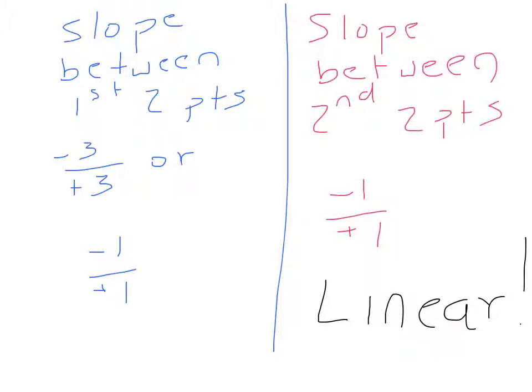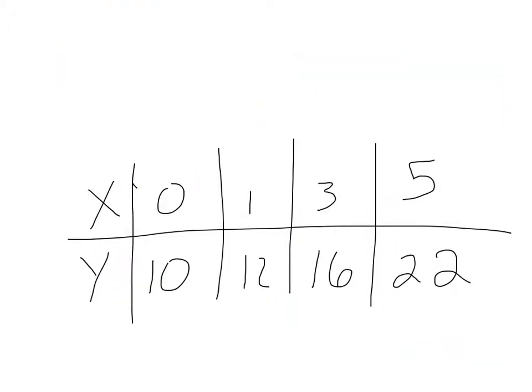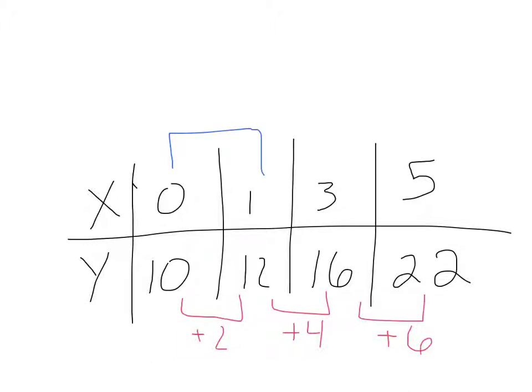Let's try another example. Now I have a new table and I'm trying to determine whether or not these points are linear. This is a table of 4 points. So now I'm going to have to find 3 different slopes: the slope between the first 2 points, and then the next 2, and then the last 2. I'm quickly going to look at all of my changes in y all at once. So 10 to 12 is up 2, 12 to 16 is plus 4, 16 to 22 is plus 6. Now I'm going to take a look at all of my changes in x. 0 to 1 is up 1, 1 to 3 is up 2, and 3 to 5 is up 2 also.